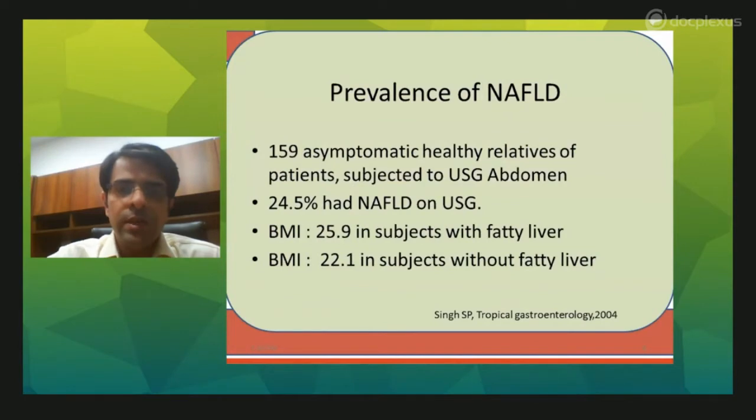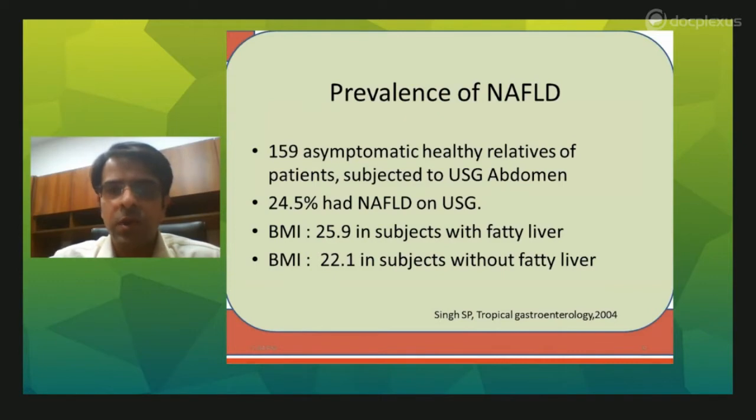This is one very good study by Dr. S.P. Singh. 159 asymptomatic healthy relatives of patients who had come to the hospital were screened by doing USG, and almost 25% of them had fatty liver on sonography. The BMI was a bit higher, 25.9 in those with fatty liver and 22 in those without fatty liver.